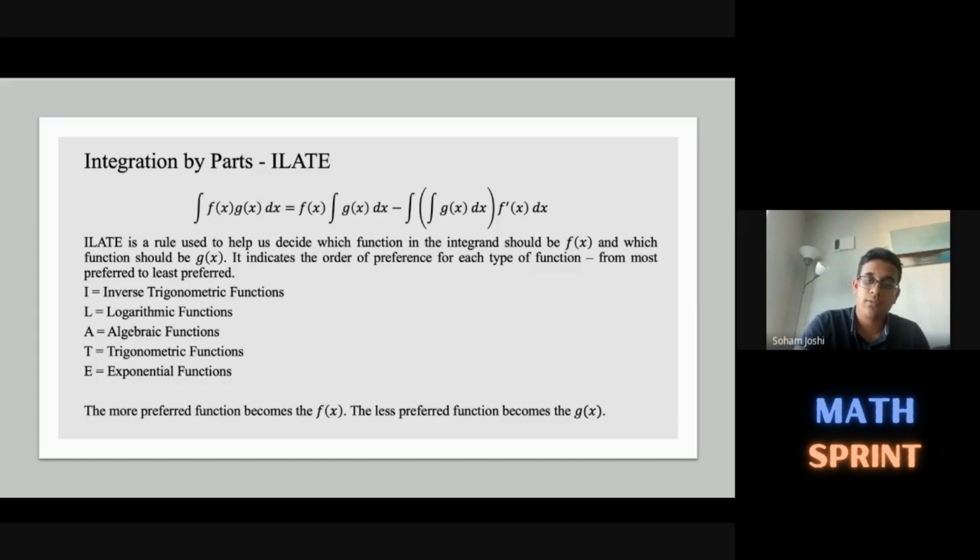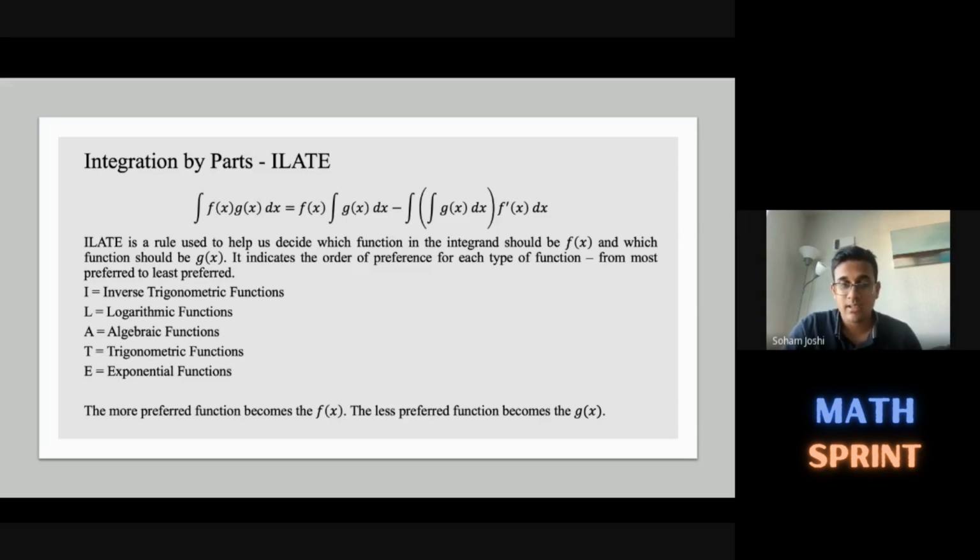See, suppose we have two functions of a different type that we need to integrate. For example, we have an inverse trigonometric function and an algebraic function. They're both multiplied together and we have to integrate them. Now, how do we decide which function to take as f of x and which function to take as g of x? Because that's how this whole formula will work, depending on which is f and which is g. Well, as per the ILATE rule, the higher preferred function becomes f of x and the other function becomes g of x. By a higher preferred function, I mean that the function type is higher in the ILATE order.